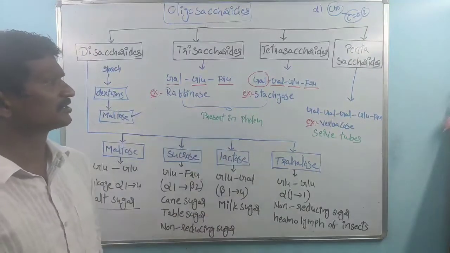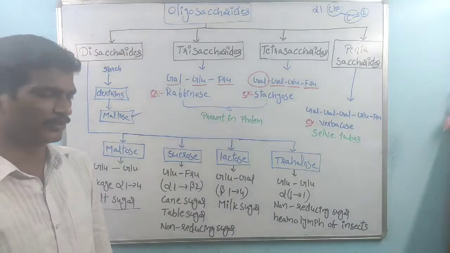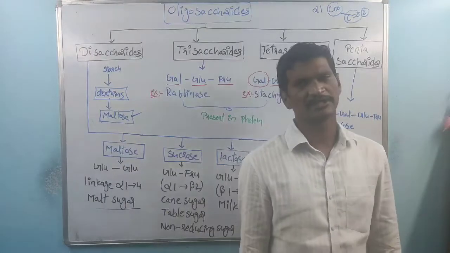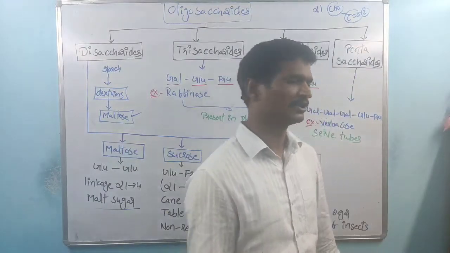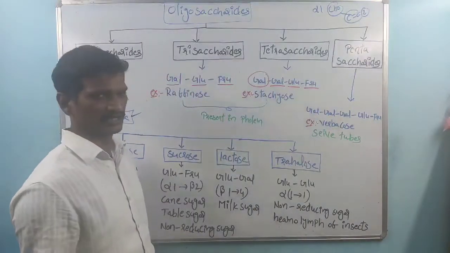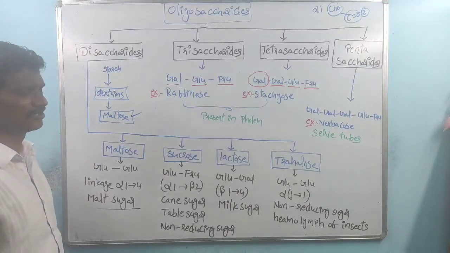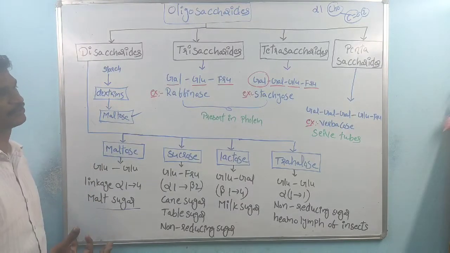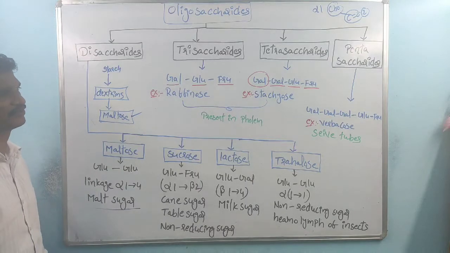So raffinose and stachyose are present in the phloem, where the sieve cells are. Within that phloem there are sieve cells. Both raffinose and stachyose especially support the phloem formation.